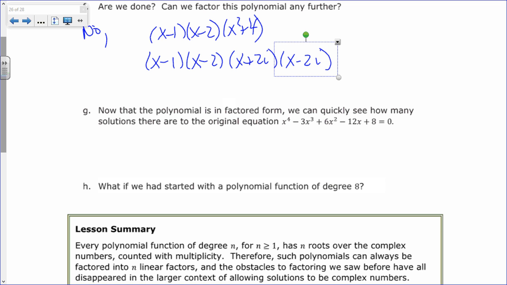Now that the polynomial is in factored form, we can quickly see how many solutions there are to the original equation. So we have 2 real solutions. Sorry, there's 4 solutions: two real and 2 complex.